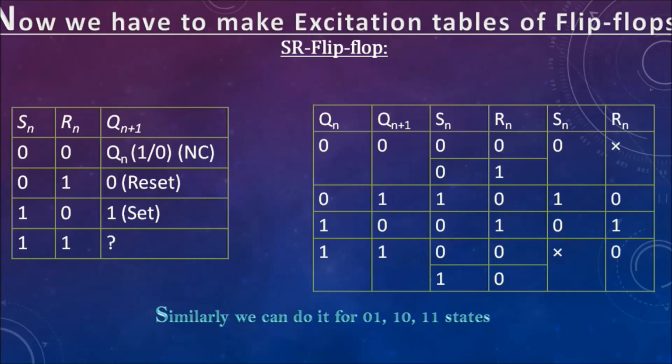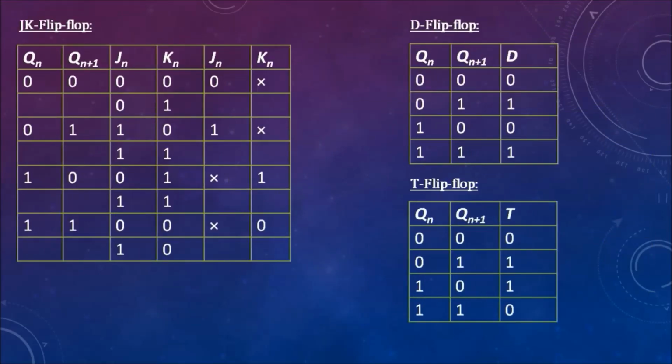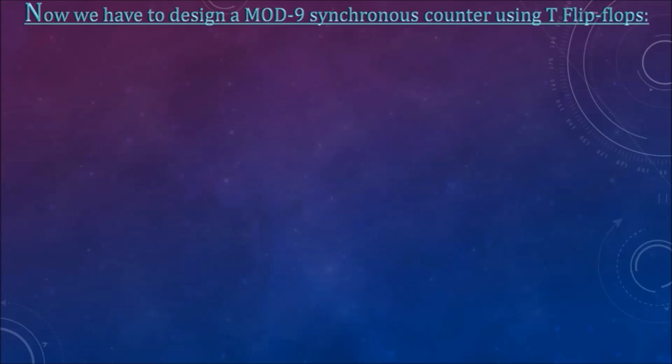To design a counter, you just have to remember the excitation table for most of the flip-flops. Here, the excitation tables for the JK flip-flop, D flip-flop and T flip-flop are given. You just have to memorize or remember them. Now, we'll go to the main section of our video. Now we have to design a Mod-9 synchronous counter using T flip-flops.